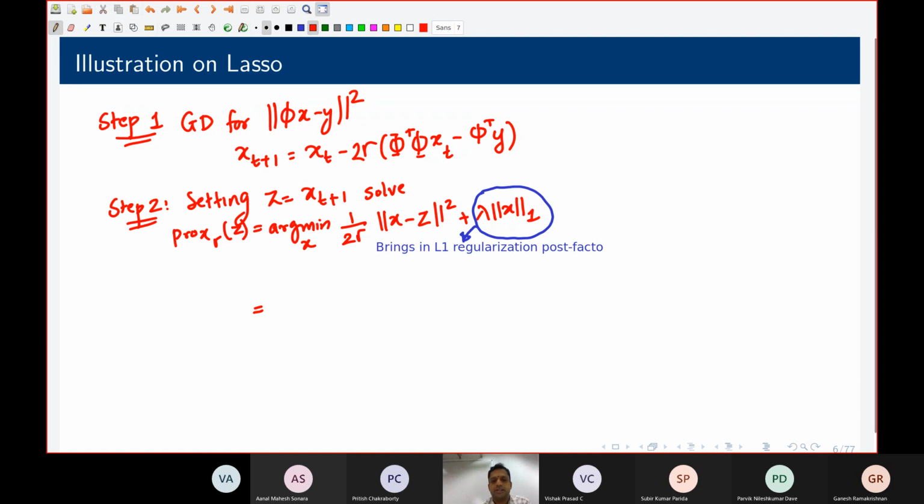I put it's the same basically as saying argmin over x of 1 upon 2 norm of x minus z squared plus lambda gamma times the 1 norm of x. It's the same. I just multiplied the whole thing by gamma. Okay, so what would be the exact solution now?